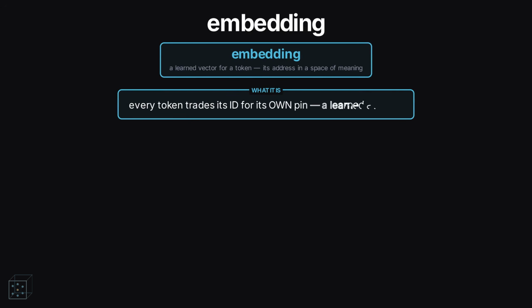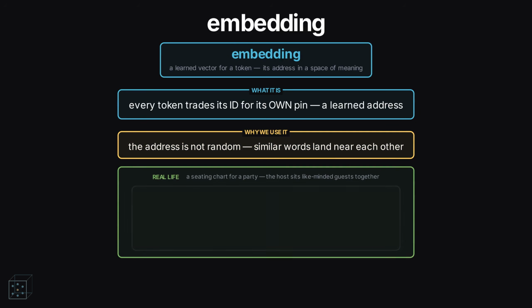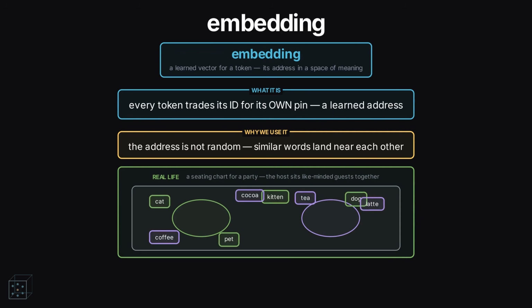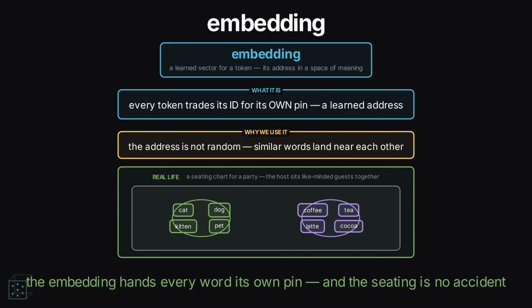An embedding is a learned vector for a token, its address in a giant space of meaning. Real example, like a seating chart for a huge party where the host has quietly arranged it so people who'd get along are placed near each other. Each word gets a seat, and the seating is not an accident.